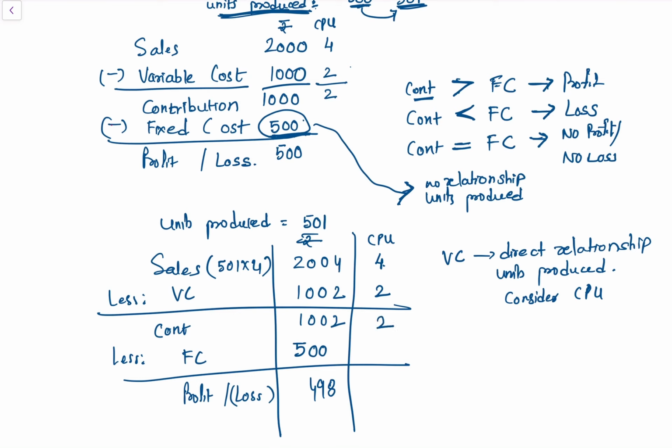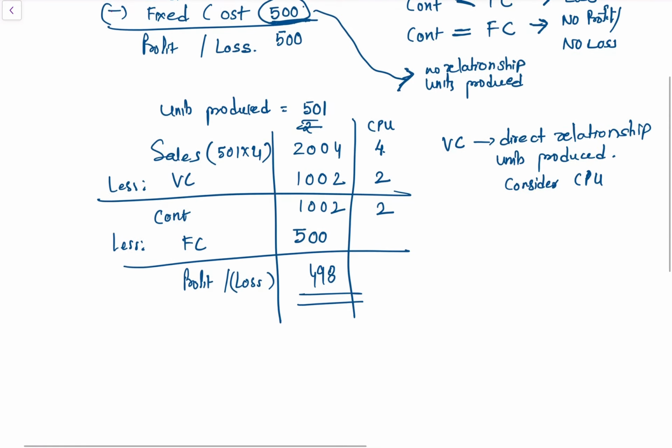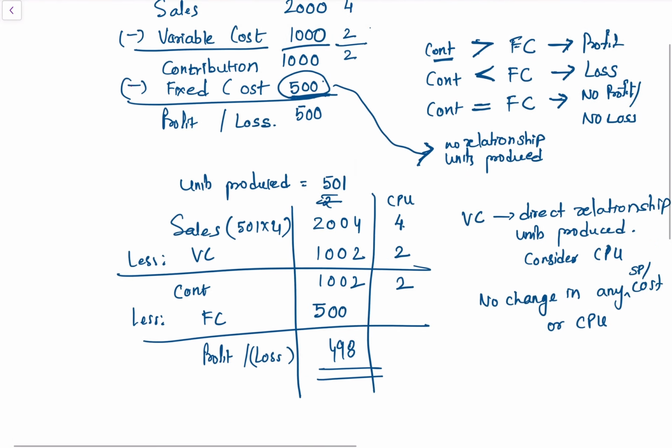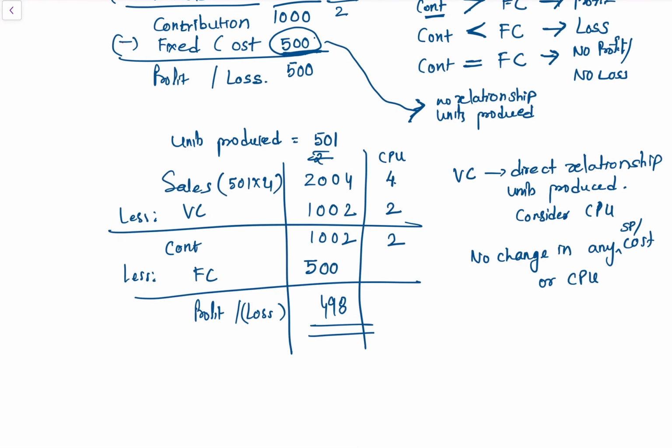So this is the change in our profit because of a 1 unit increase. Our profit has reduced as the units produced has increased, considering that there is no change in any cost or cost per unit. It means we have not changed the selling price or any cost, keeping everything constant from 500 units to 501 units. This is the change happening in our profit because of an increase in 1 unit of production.